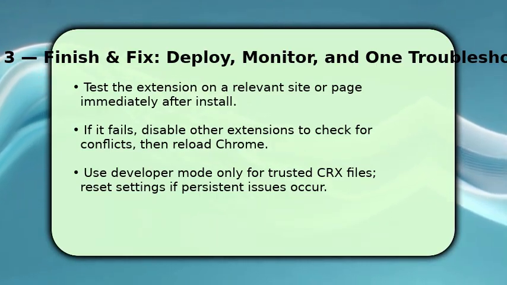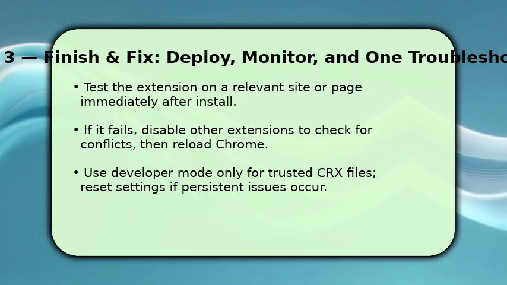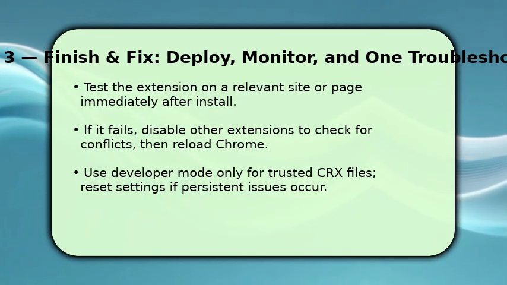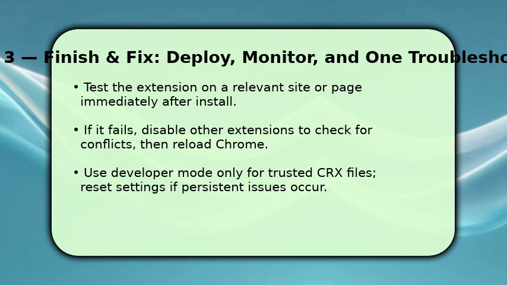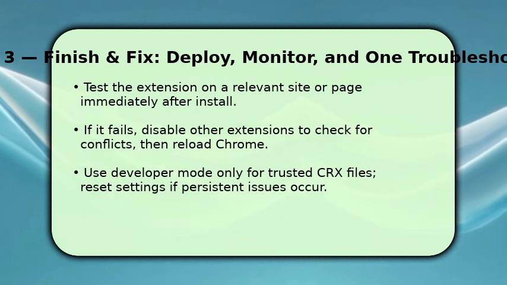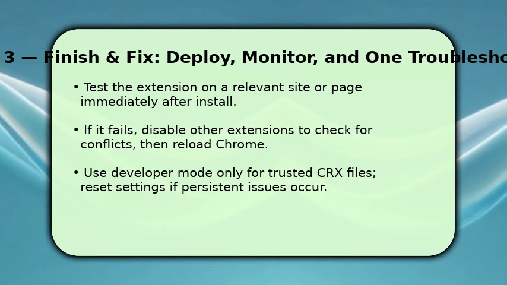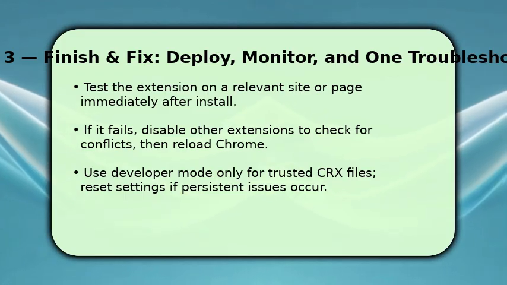If installation is blocked, check chrome://settings/content and enterprise policies. Some corporate devices prevent installs. Only install CRX files or use developer mode for extensions you trust. If problems persist, reset Chrome settings or reinstall Chrome to clear corrupted extension data.